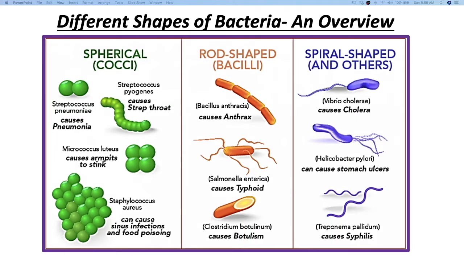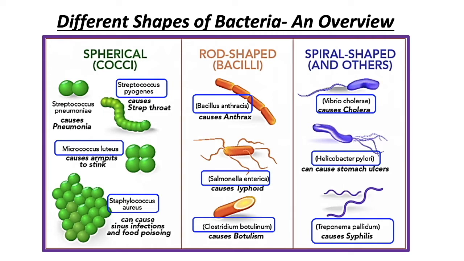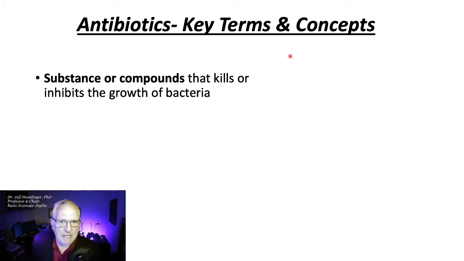The following 4 slides are brief introductory material. Bacteria come in different shapes, to include spherical, rod-shaped, and spiral-shaped and other shapes. Spherical include Streptococcus, Micrococcus, and Staphylococcus. Rod-shaped include Bacillus anthracis, Salmonella, and Clostridium. Spiral-shaped include cholera, Helicobacter, and Treponema pallidum. Importantly, Treponema causes syphilis.